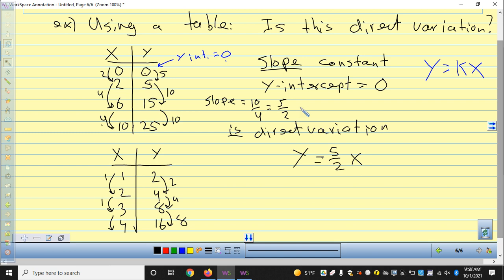All right, and your answer is the slope constant? No, because it's exponential. Right, that's 2 over 1, that's 4 over 1, that's 8 over 1. Not constant. So this is not direct variation.